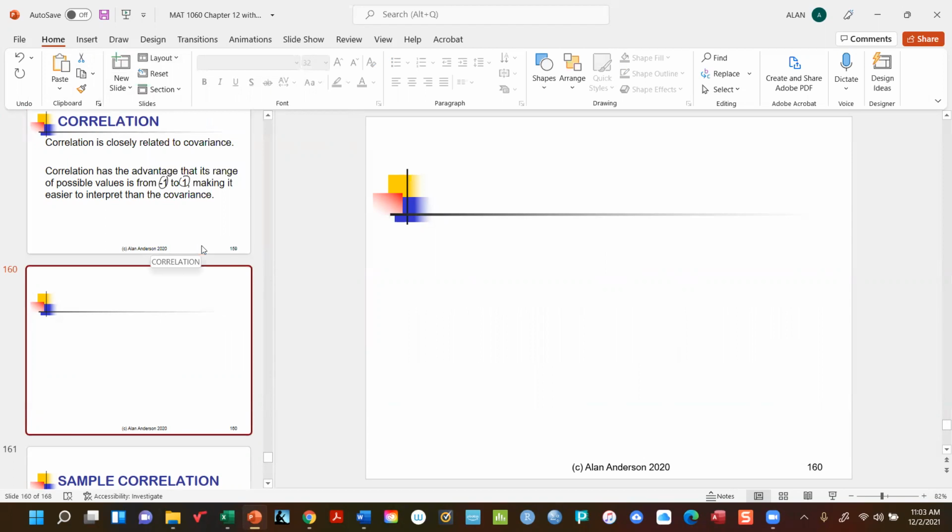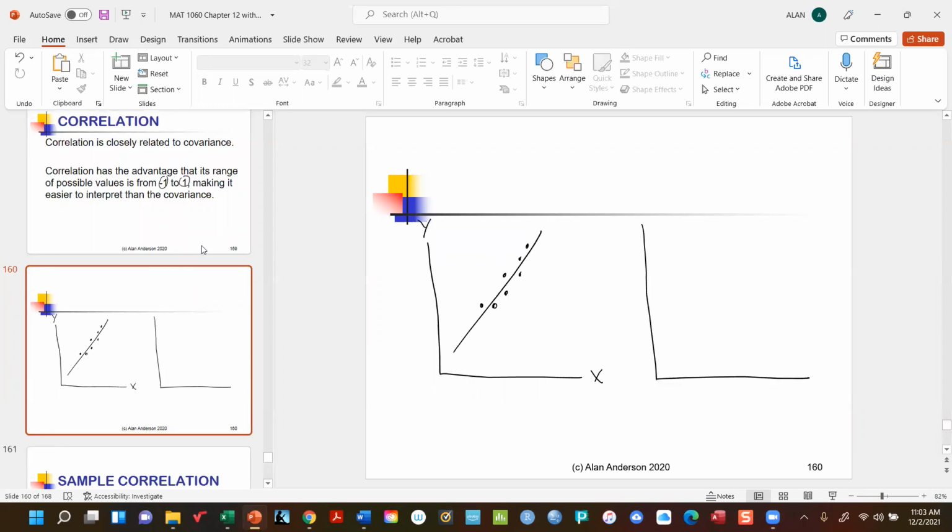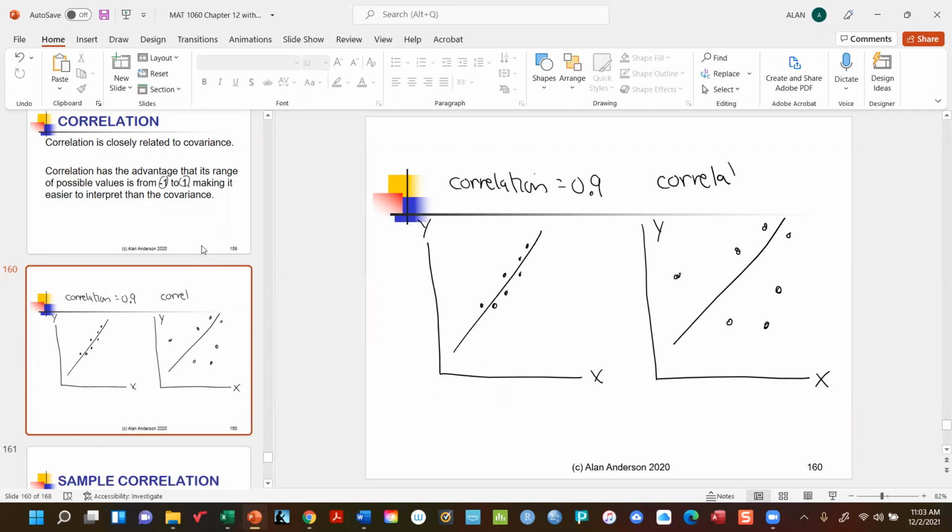If I had a very strong positive relationship, what will happen is the correlation coefficient will be close to the maximum value of 1. Let's say that the correlation in this case is 0.9. And that reminds us that it's not only a positive relationship, but a very strong positive relationship. Now here, this is a very weak positive relationship. Let's say in this case, the correlation is 0.1.